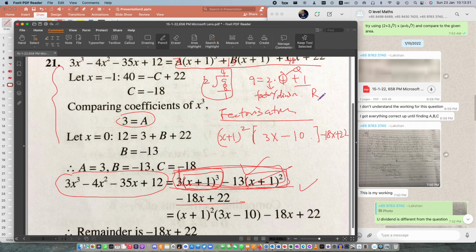Very good. So can you make use of this and compare? What do I mean by that? Basically, now you have simplified your dividend into this. Can you see that this (x plus 1) bracket squared is the 2, which is the divisor or factor? And then this is your quotient. So the rest is your remainder. Is it easier if you do it this way?